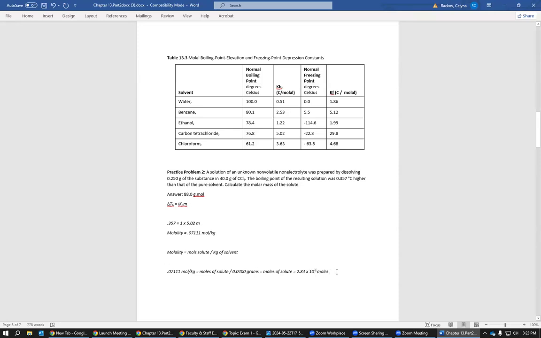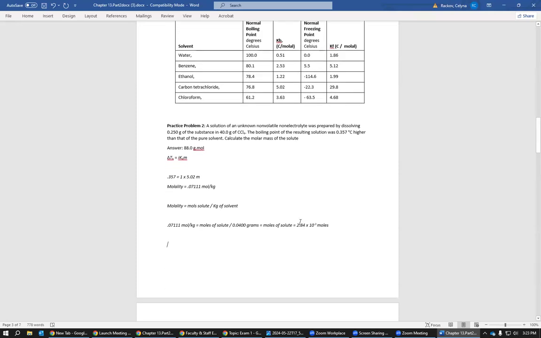Right now, okay. Then the next step: you have the moles of the solute. The question asks for the molar mass of the solute. So the solute, we don't know it, right, it is unknown. That is 0.250 grams. So you have the moles, you have the grams, so you can find the molar mass. So moles is equal to what? Mass divided by molar mass, right? So if you rearrange it here, your molar mass is equal to mass divided by moles.